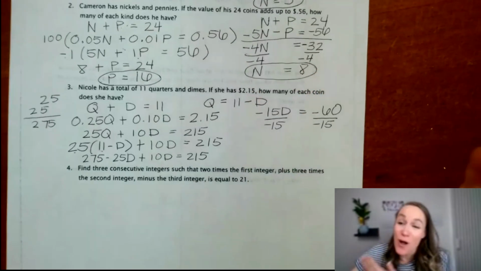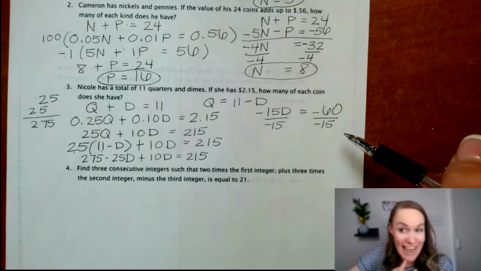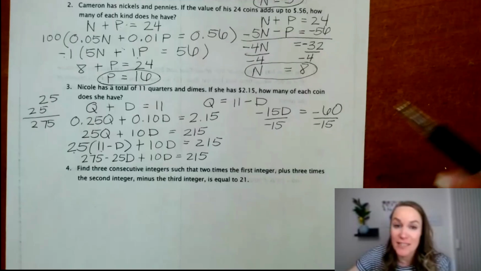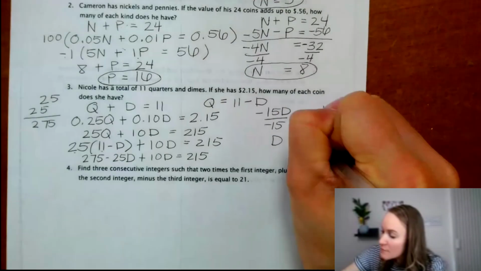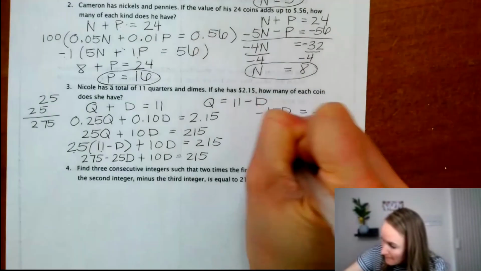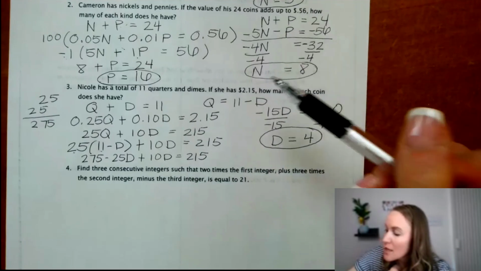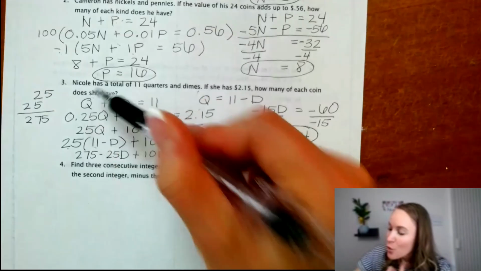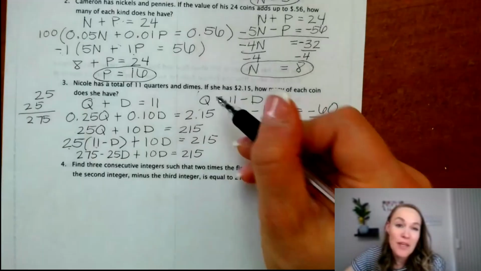And I haven't memorized all my times tables, but I know that 15 times 2 is 30, and that times 2 is 60. So I know that 15 times 4 is 60. So D equals positive 4. Okay, so now I just need to bring it up into this equation or even this massive equation, whichever equation you want to do.